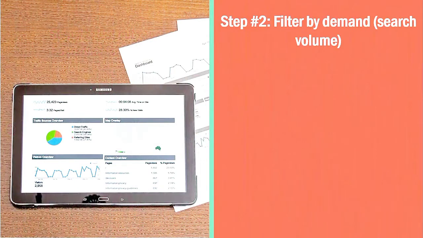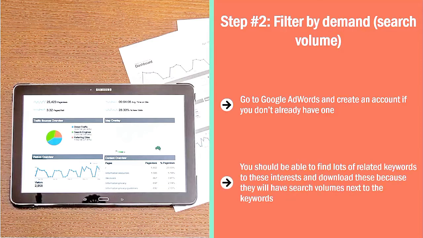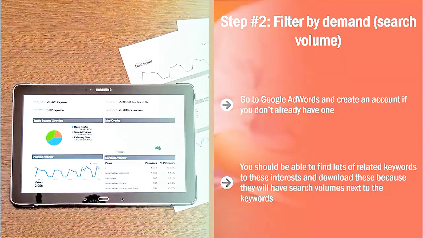Step number 2, filter by demand, search volume. Go to Google AdWords and create an account if you don't already have one. Once you're logged in, click Tools and use Google's Keyword Planner tool. Enter in keywords that are related to the personal interests that you have listed in Step 1. You should be able to find lots of related keywords to these interests and download these because they will have search volumes next to the keywords. At this point, you're going to delete from your list niches or personal interests that have too little search volume or are too much. You want something in the middle.